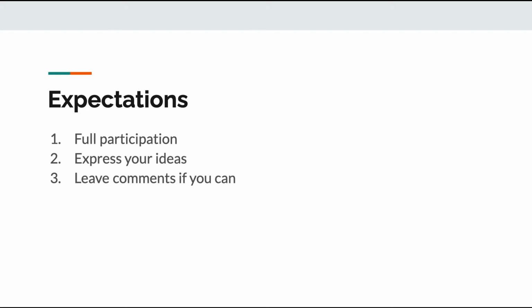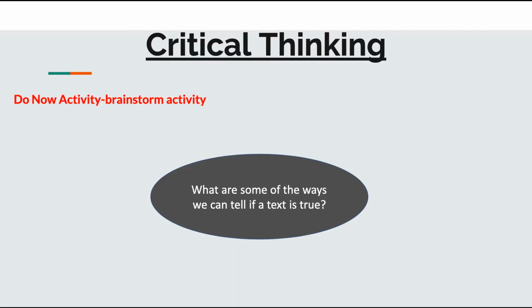So I've done equipment check, I've expressed my expectations, then I would go on to something around brainstorming, which really taps into prior knowledge. I think this is crucial. You have to activate prior knowledge. And that could be a simple brainstorming activity, listing, something really simple, kind of low bar to entry, just to get students thinking. And here's an example of one of my tasks. That's just a brainstorm activity. What are some of the ways we can tell if a text is true?